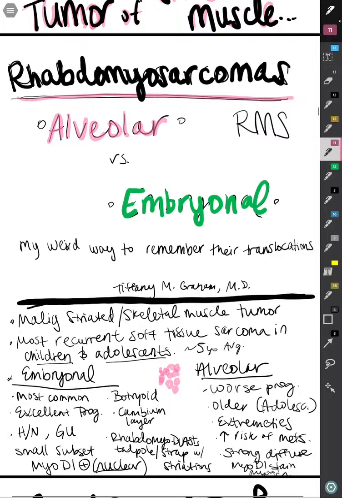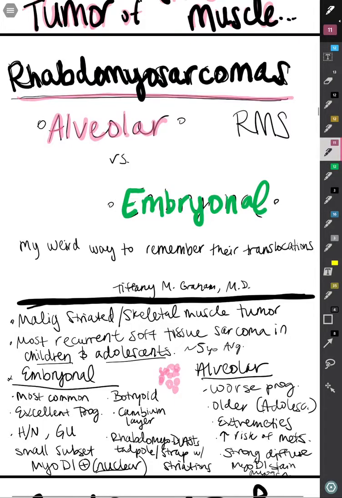So alveolar, on the other end of this spectrum, is the one that has the worst prognosis. It tends to be a little bit older, with adolescents up to about 25 years old. So it's not like your embryonal, which is about a 5-year-old coming in. These tend to also be in the extremities, whereas embryonal was in the head and neck or GU area, genitourinary area. And with it being more aggressive, there's increased risk of metastasis. And this is the tumor that if there's strong diffuse myogenin or MyoD1 staining, then it's probably alveolar.